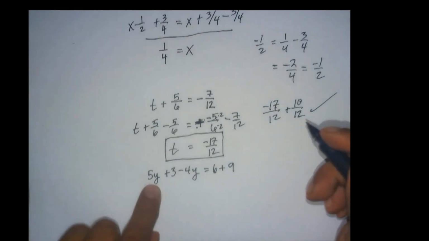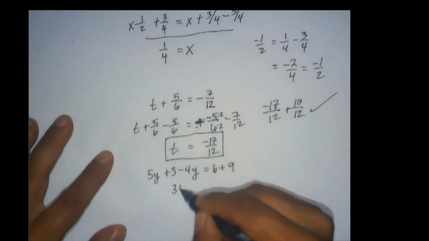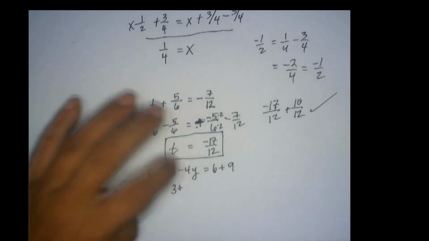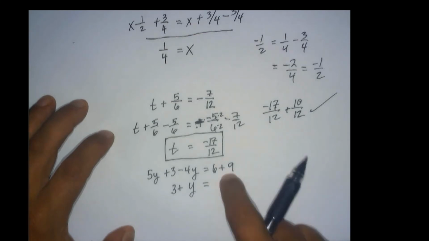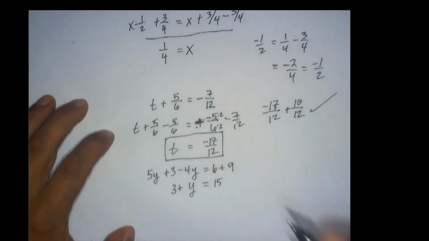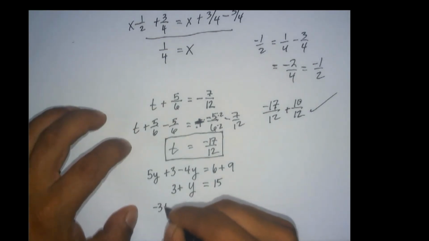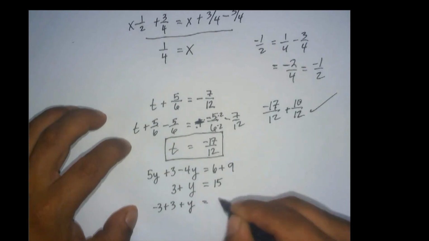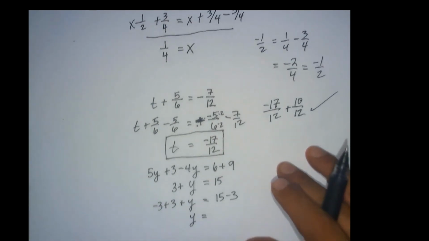Okay, so we can combine these, and they're real nice to you. 5y minus 4y is y. So here we'll have 3 plus 5y minus 4y, which is y. And on this side, we'll have 6 plus 9, which is 15. And then we solve this just like we did everything else. We take 3 from both sides. We'll have negative 3 plus y is equal to 15 minus 3. So y is equal to 12.